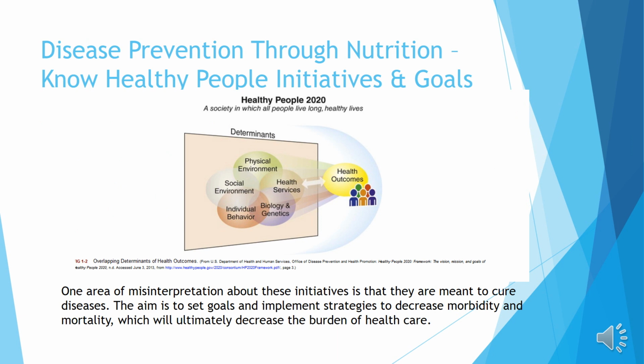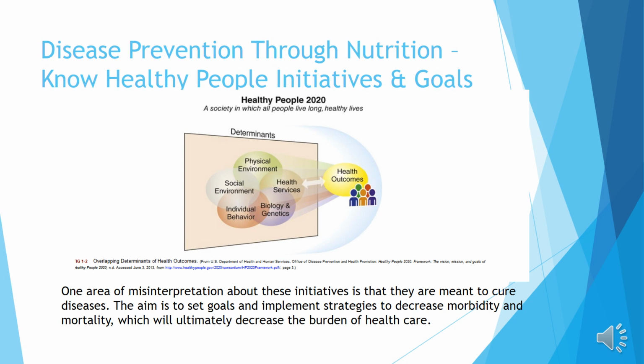As you move away from the table on page 5, you'll read into the chapter. You'll not only see what we talked about in the previous slide about what the goals and the missions are of Healthy People 2020, you'll also see that the book tells you as well that there's often some misinterpretation about these initiatives.